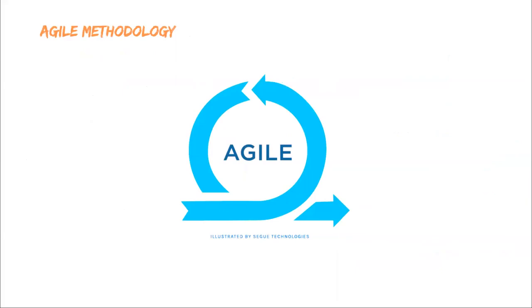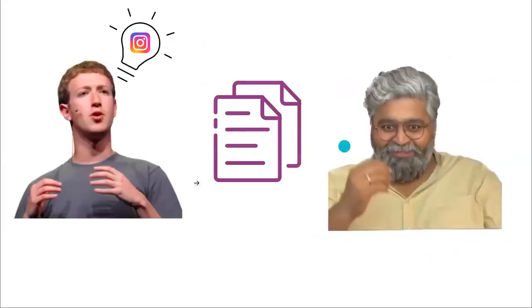Then again in the market, we have something called agile. What is it? Agile is something different from the waterfall model. For example, you know him, right? Mark Zuckerberg. Mark Zuckerberg has some idea to implement an application called Instagram. He is going to collaborate with my company. Let's take it as a real-time scenario. He is the product owner.